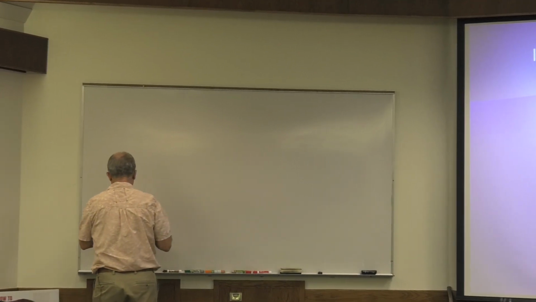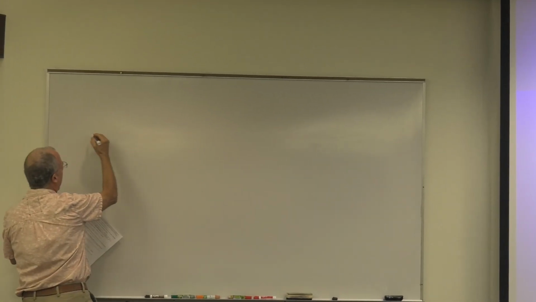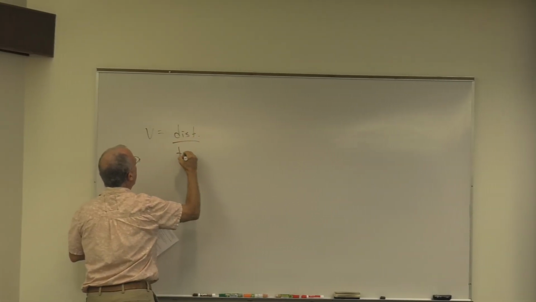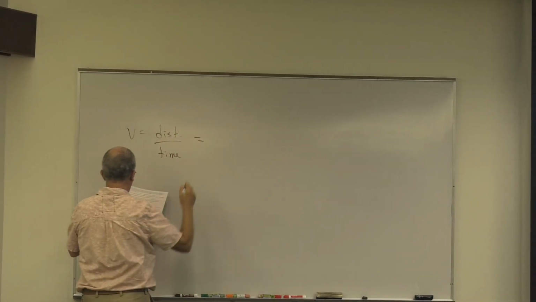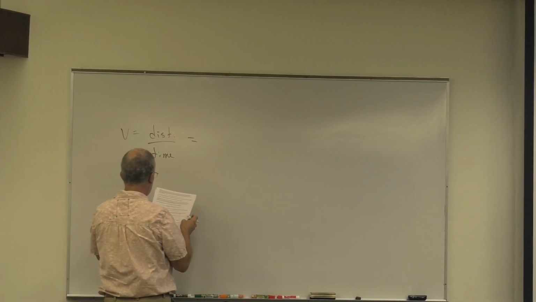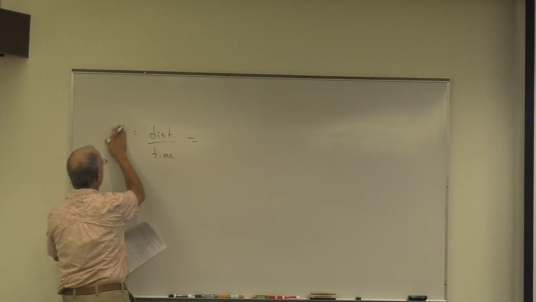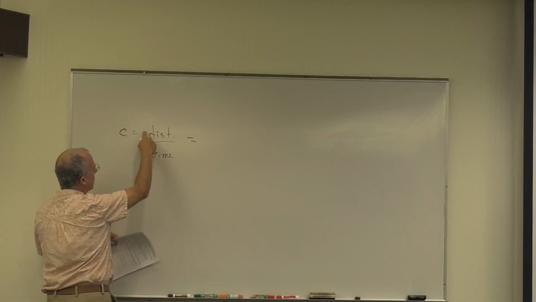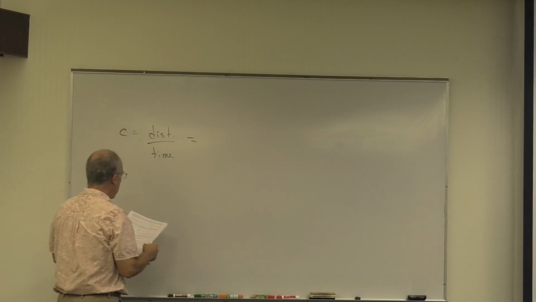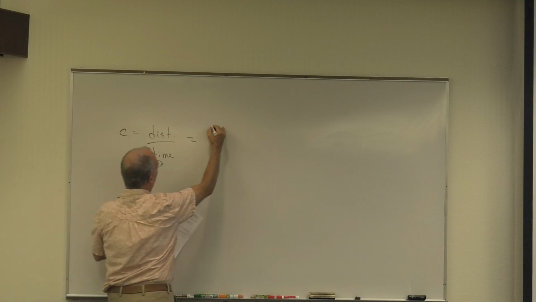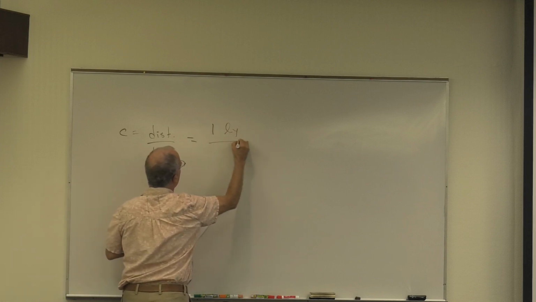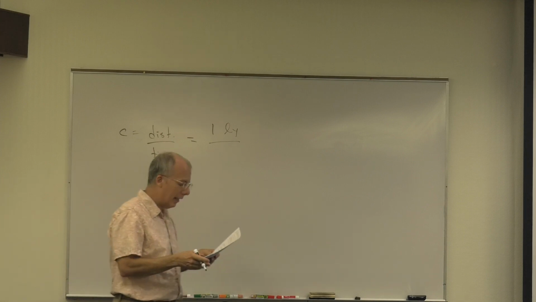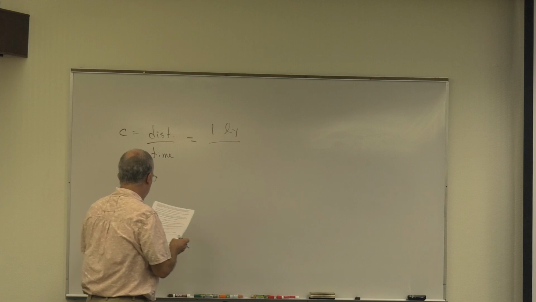Okay, so let's just go back to basics. Velocity is distance over time, and therefore what we have is the speed of light, right? Because we're talking about light. So I'm going to say the speed of light is distance over time. So let's let the distance be 1 light year. Well, how long does it take light to travel 1 light year? Well, 1 year, right?